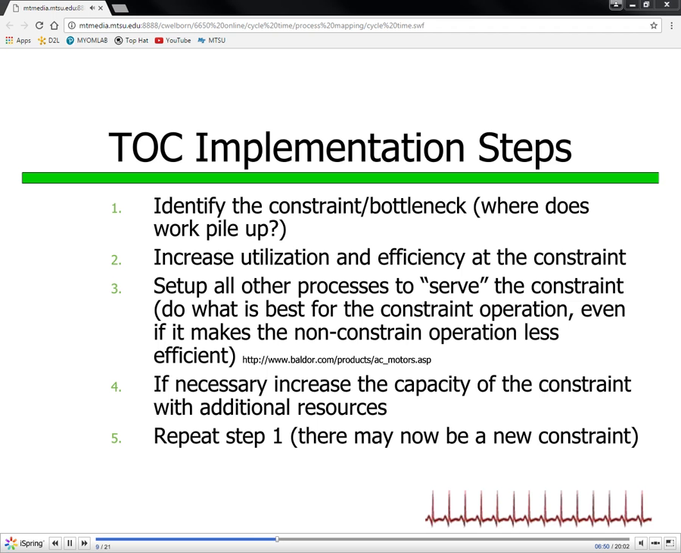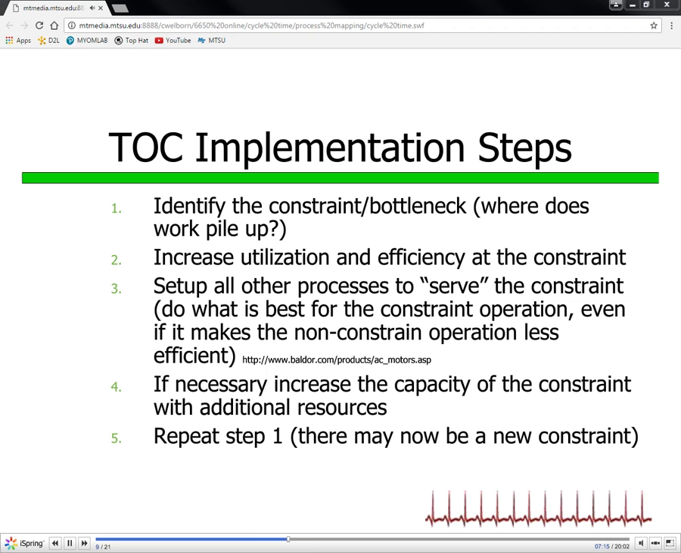Increase utilization efficiency at that constraint. We're going to do anything we can to make the efficiency, the productivity and the utilization of that constraint step, or constraint person, or constraint machine, as productive as it can be. Set up all processes to serve the constraint. Do what's best for the constraint operation, even if it makes the non-constraint operation less efficient.